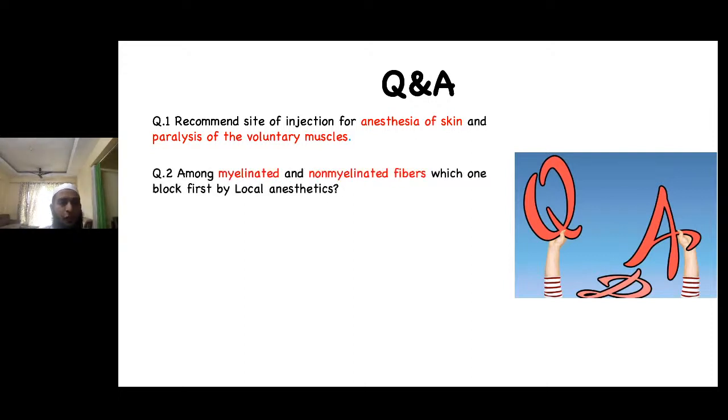My next question, among myelinated and non-myelinated fiber, which one is blocked first by local anesthetics? Yes, I am waiting for answer. Anyone can give the answer. Yes, so Nurun Nisa has given the answer, myelinated. Ikra, Abdul Hafiz, very good. Yahya, Aksa, Altaf Siddiqui. Yes, so it is myelinated nerves. Myelinated nerves are blocked first by the local anesthetics.